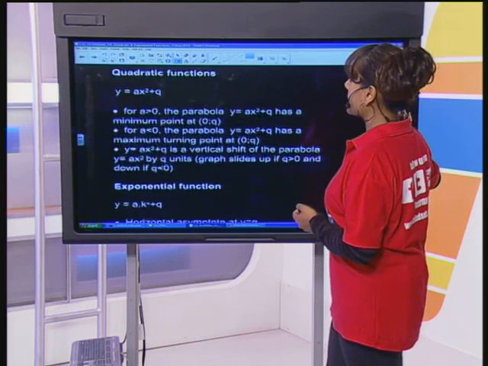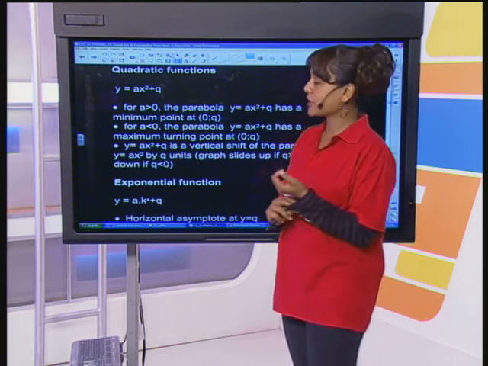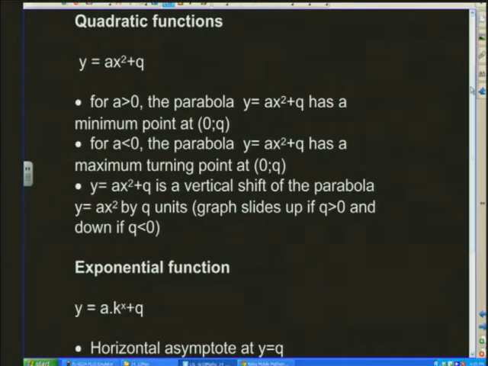So a quick summary, guys. Let's start with quadratic functions. The defining equation of a quadratic function, or you will also see this called a parabola or parabole, if we're going to do plurals. The defining equation is y is equal to ax squared plus q. All right? For the value of a, that's being the coefficient of x squared, if a is greater than 0, so we're looking at a positive value of a, the parabola has a minimum turning point at 0 and q.